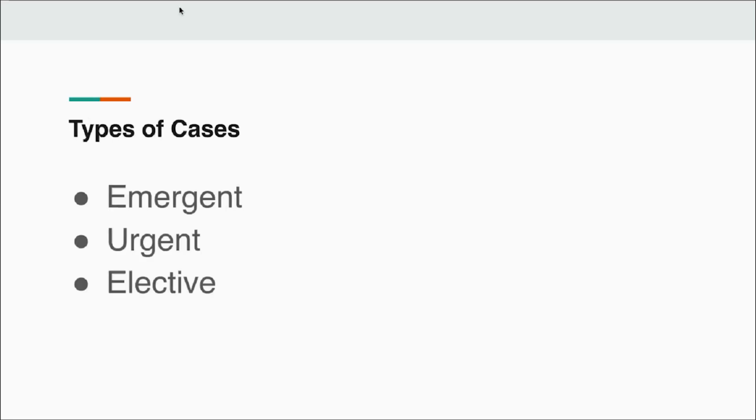And we'll get started off with the types of cases that a surgeon might bring to an anesthesiologist and the things that we think about when we hear that there's a case to be done. So in general, there are three types of cases that we'll categorize, and they'll be either emergent, urgent, or elective.